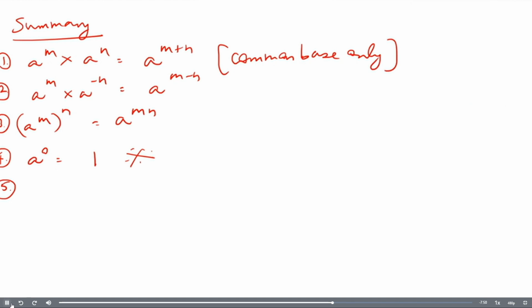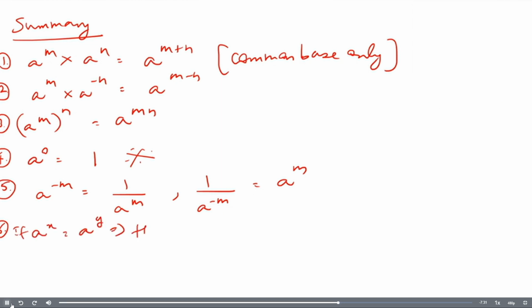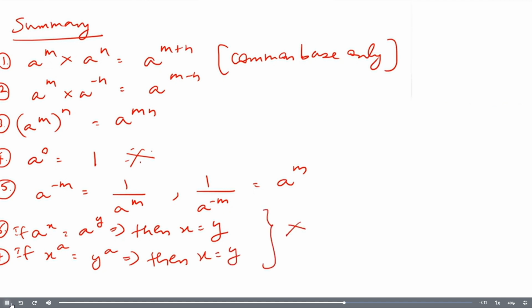Lot of questions will come. A to the power minus m is equal to 1 by a to the power m, and 1 by a to the power minus m is equal to a to the power m. Again, these are also very important. Then if a to the power x is equal to a to the power y, then x is equal to y. If x to the power a is equal to y to the power a, x and y are always variables, unknowns, then x is equal to y. Now all these two are also very important.